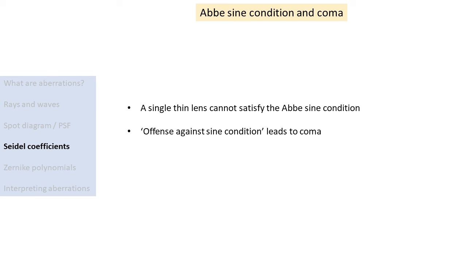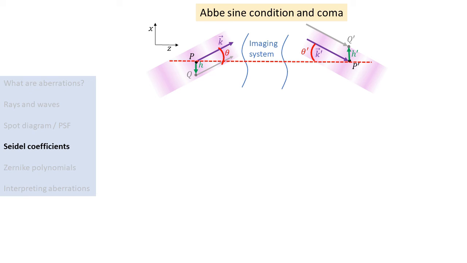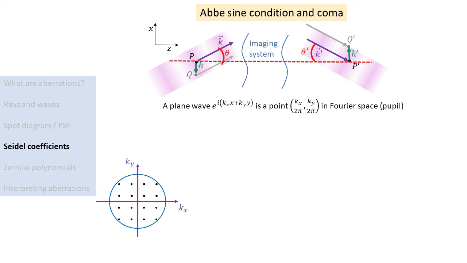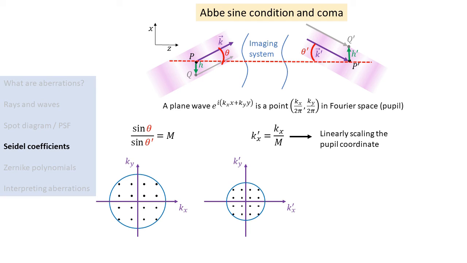A lens that satisfies the Abbe sine condition and has no on-axis aberrations is therefore free from spherical aberration and coma. Such a lens is called an aplanatic lens. We can interpret the Abbe sine condition in a different way by using Fourier optics. A ray with a certain direction of propagation corresponds to a certain point in Fourier space, which is the pupil. The sine condition states that all these points are scaled by the same factor. Therefore, the imaging system simply scales the Fourier transform of the object, which leads to a magnification in the image.